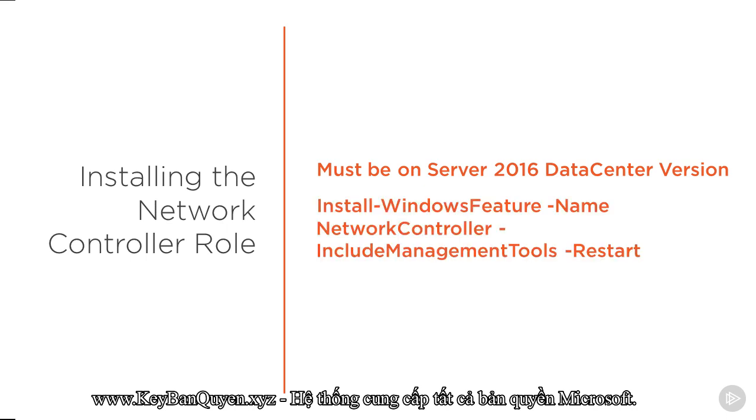You would install the Windows feature followed by the name Network Controller, and you would include the management tools, and then you would restart. The Datacenter Firewall and the Network Controller roles are the two pieces that make up a new kind of security in Windows Server 2016, which can protect your physical and virtual environments.